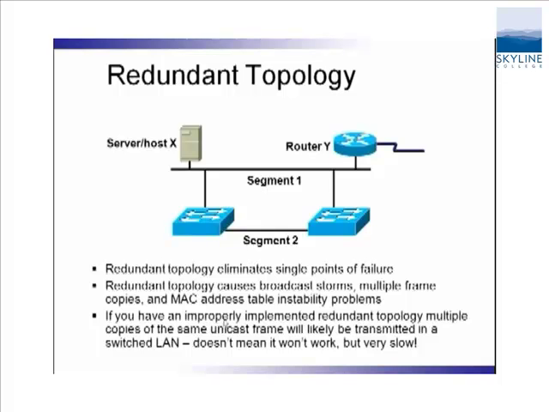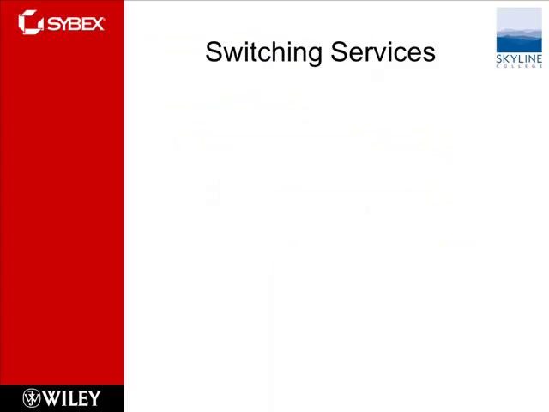How can we stop the loop? Well, if we unplug one of the wires, would that stop the loop? Yeah, but then what happens if something goes down? Now we have to go plug the loop back in. What we would like is for this to happen automatically, and that's what the spanning tree protocol does for us.